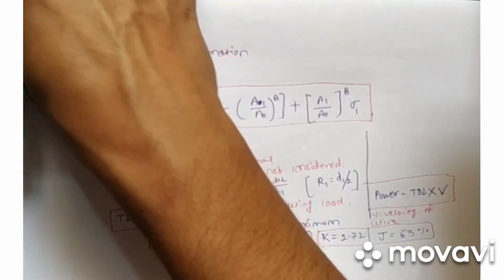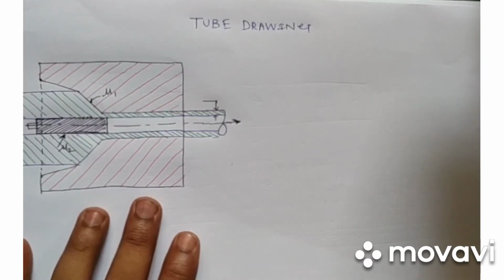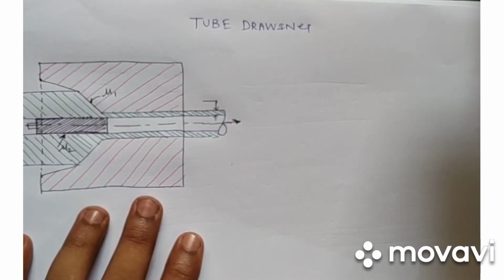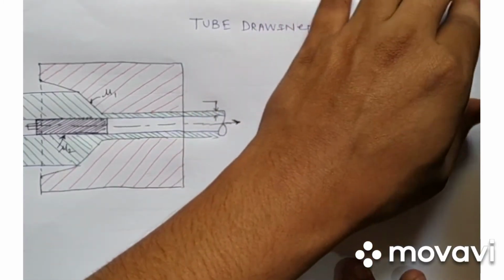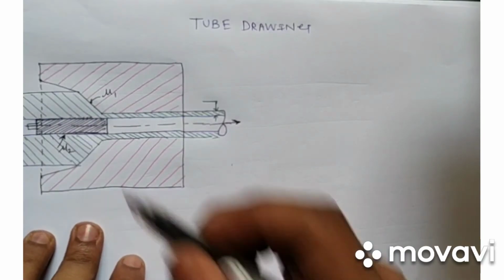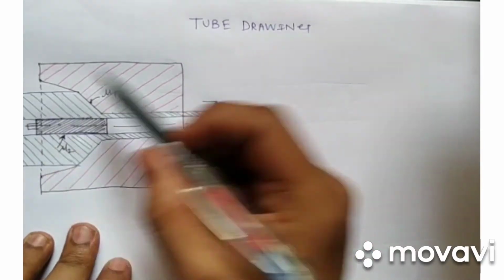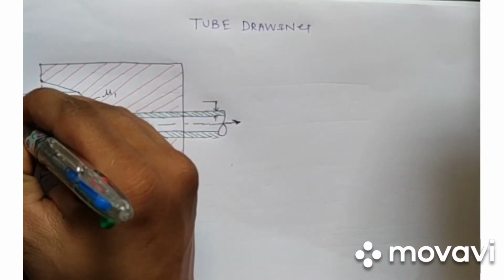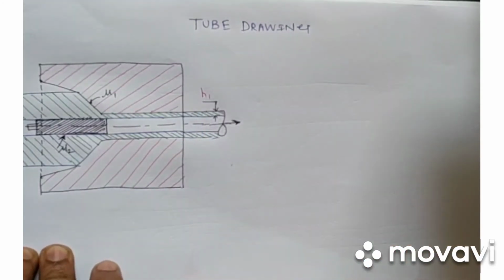Then one more thing is tube drawing. As we have seen, we were drawing a solid wire. Now if we want to reduce the thickness of an existing tube, the process is like wire drawing. In this process we use a mandrel, and with this mandrel, this is our original thickness and this is our final thickness.